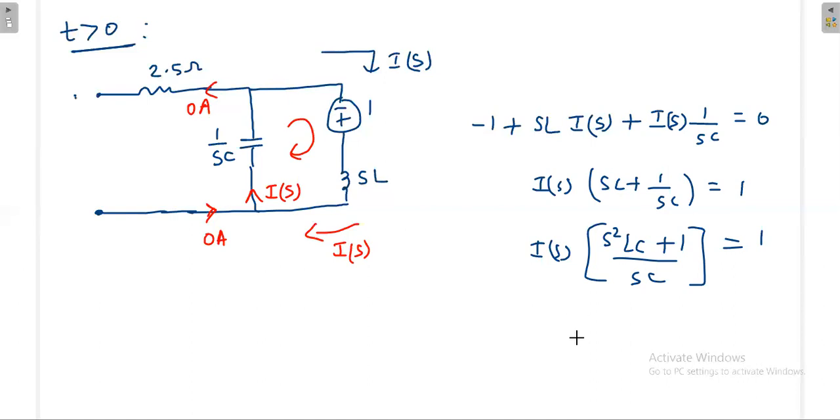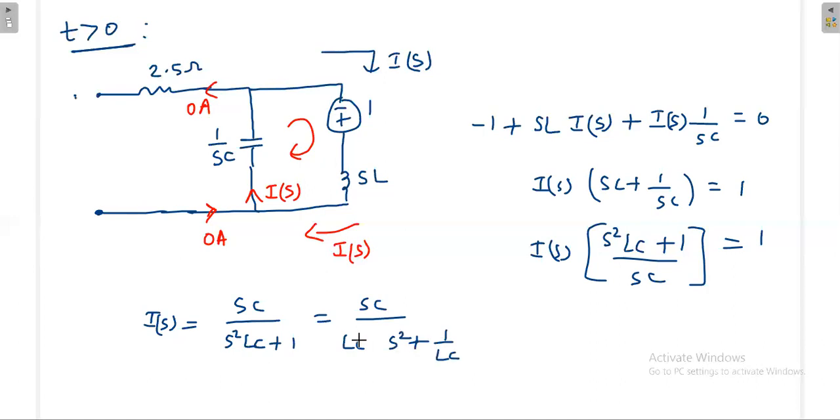Then we need IS. IS is equal to SC divided by S square LC plus 1. You take LC outside, then S square plus 1 by LC. C cancels, then you are getting 1 by L. What is the value of L? L means 1 by 2. Then you'll get 2S divided by S square plus 1 by LC. Just calculate 1 by LC. L means 1 by 2. What is C? C value is 200 microfarad.